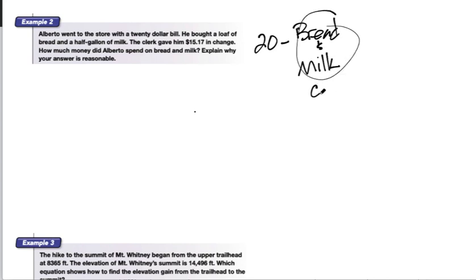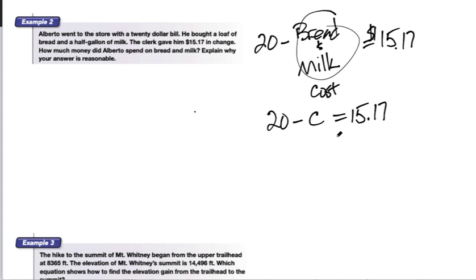Okay, so we know we've got $20. We know that whatever he bought, the bread and milk, I'll put that here, the cost of that, right? If we subtract that, he got $15.17 as change. And so how can we figure out what is the cost of this? Well, this clearly looks like 20 minus C, cost, is equal to 15.17. This looks like one of those algebraic problems that we've been working on. And so what I would do here is take the 20 and subtract the change to see what the cost is.